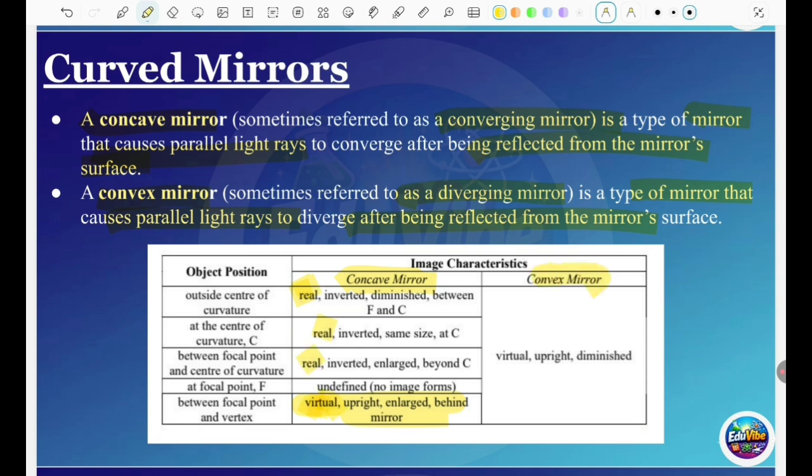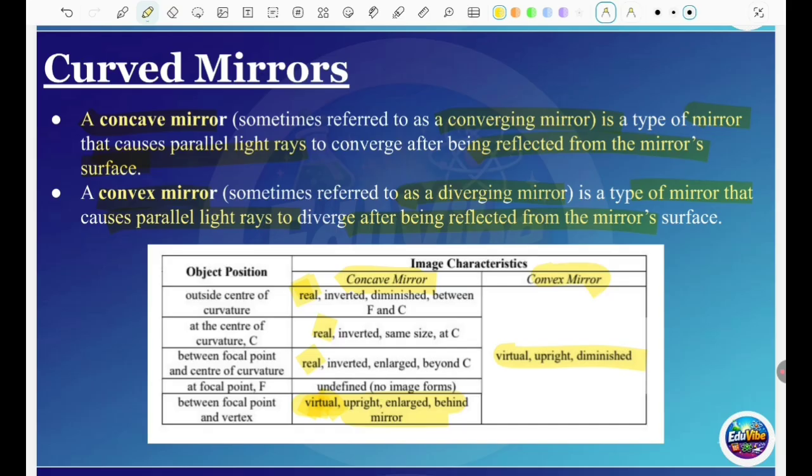And in a convex mirror we always have a virtual, upright and diminished image. Diminished means small, enlarged means very large. Those are all terms we already discussed. You can check this lesson to get to know more about this topic.